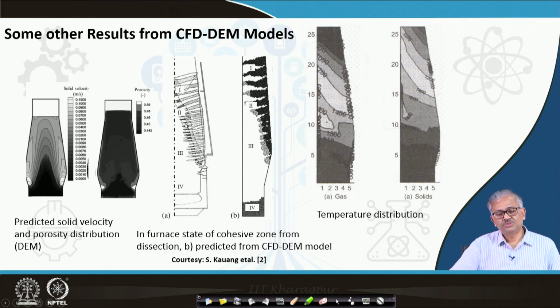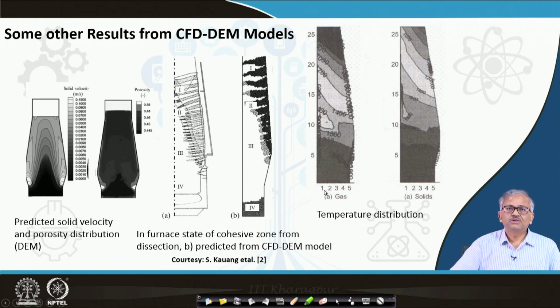Basically, the liquid formation is taking place. That's why it is black. So this is the cohesive zone. And this is the model predicted from the DEM model, and you can see this white region is basically the softening region. So you can find a very close match of the cohesive zone. And in this region, coke is there, that is basically not shown.